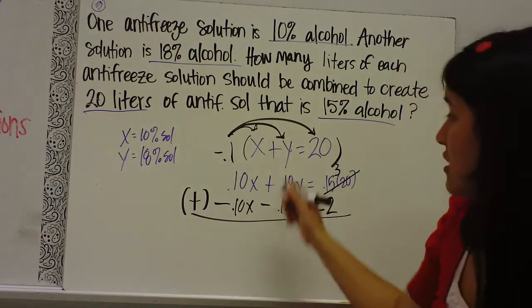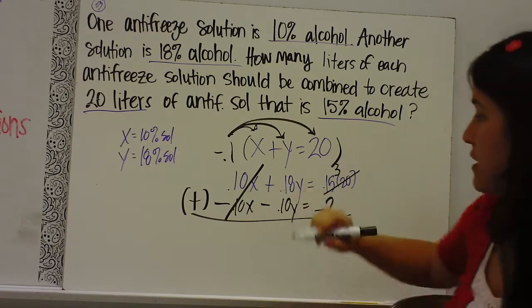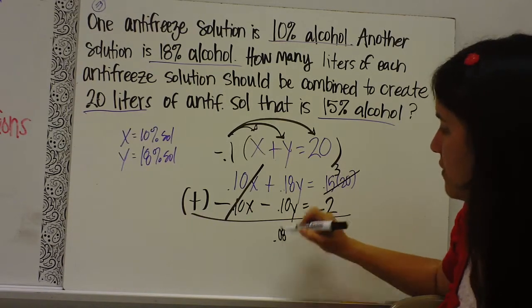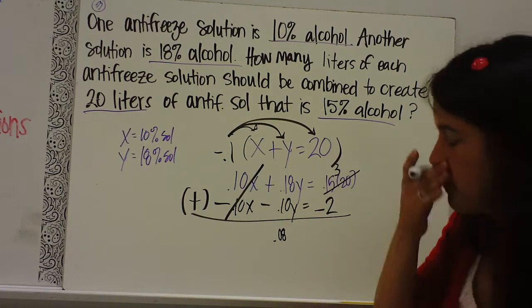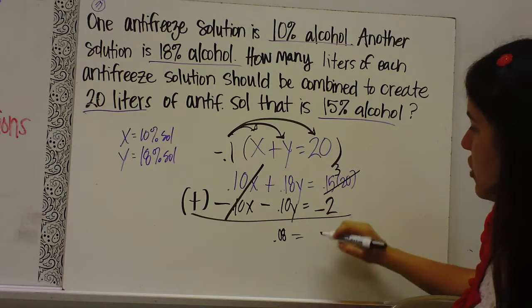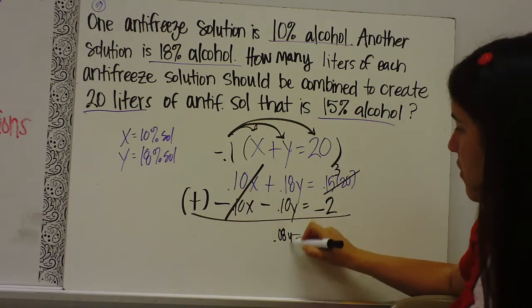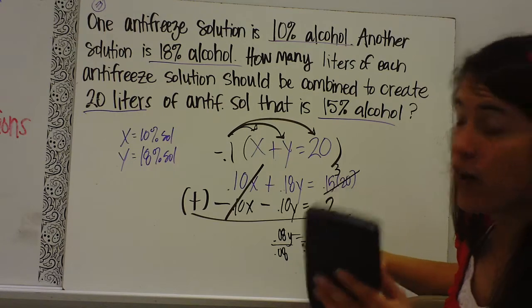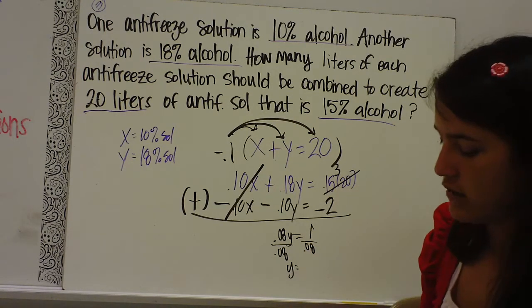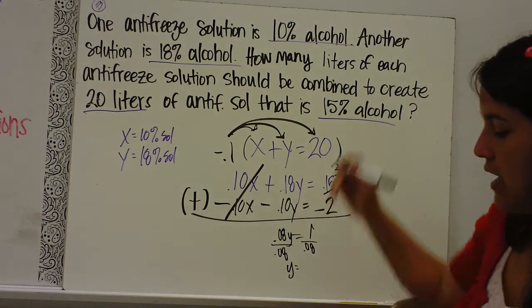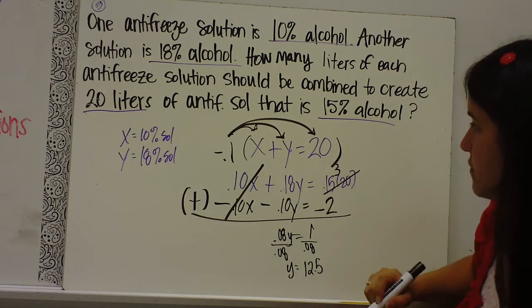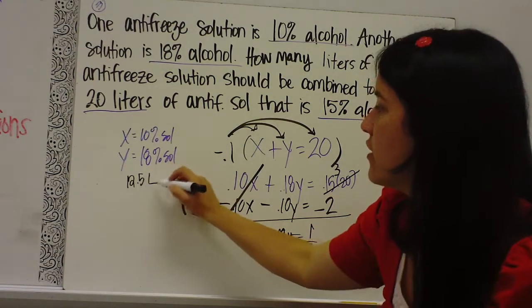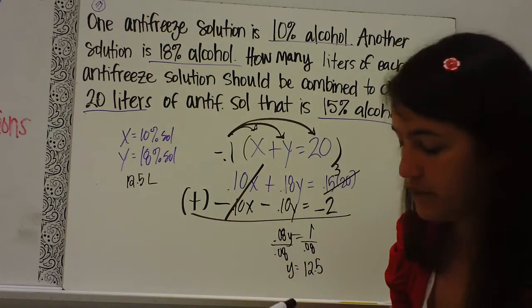I'm going to add these equations, and as you can see, my x values eliminate, and I've gotten 0.18 plus negative 0.10, so that's 0.08y, equals 3 minus 2. 3 plus negative 2 is 1. Whoops, I forgot my y. Divide by 0.08. So 1 divided by 0.08 is 12.5. So we need 12.5 liters of our 18% solution.